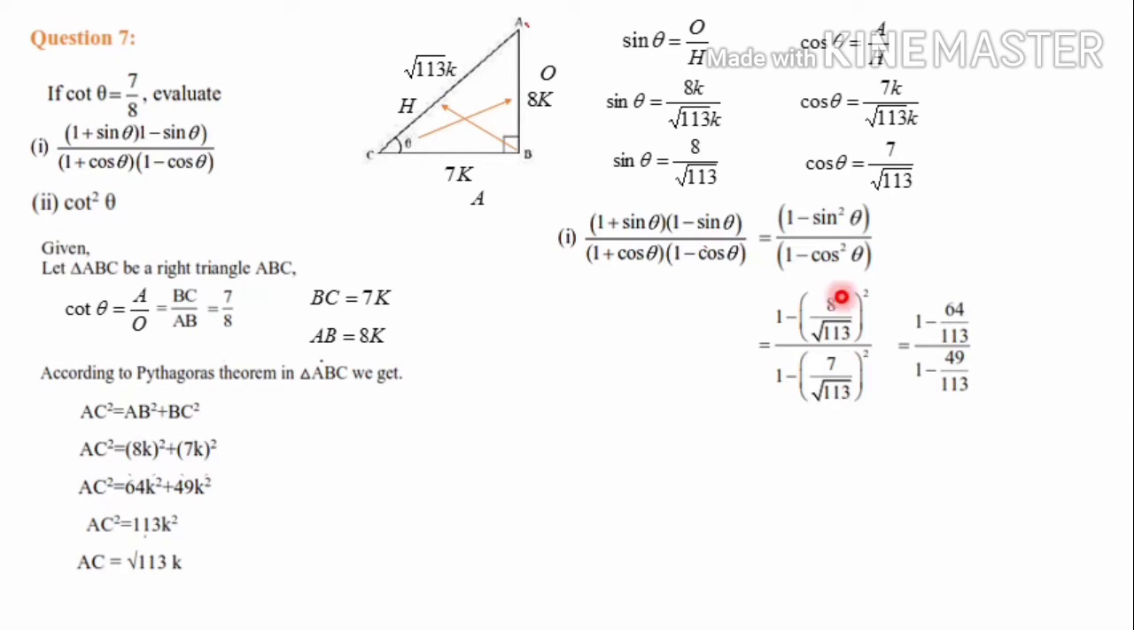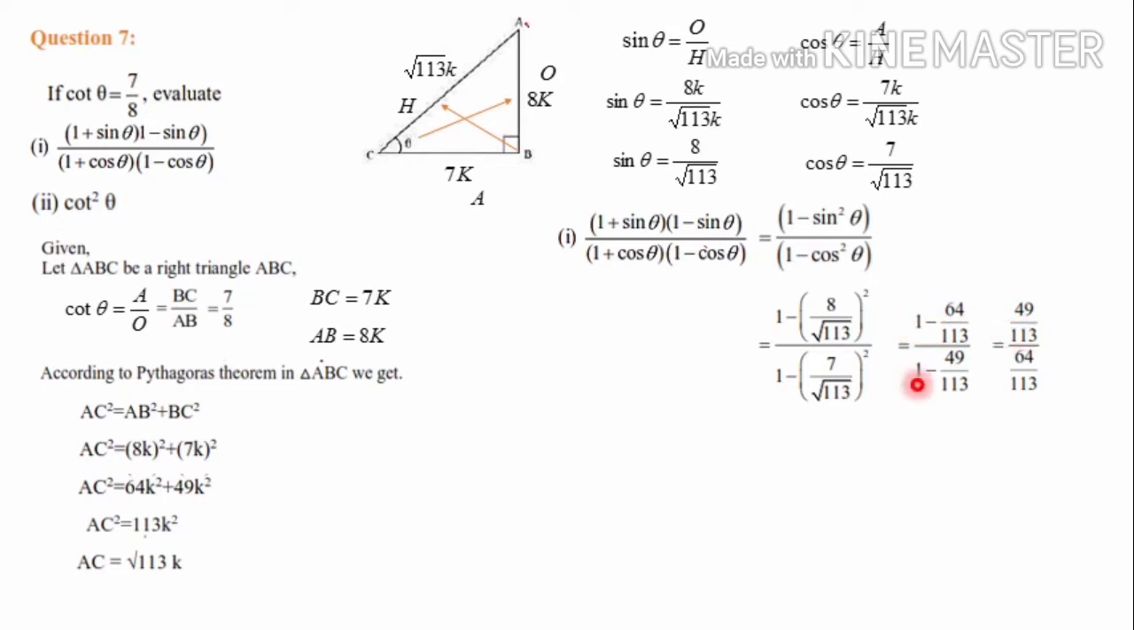That is equal to 1 minus, 8 square is 64, root of 113 square is 113, root will go. So 1 minus 64 by 113, divided by, here again 7 square is 49, root of 113 square is 113. So the denominator becomes 1 minus 49 divided by 113. Go for simplification: if you take LCM 113, 113 into 1 is 113, minus 64, that is 49, divided by the whole denominator 113.